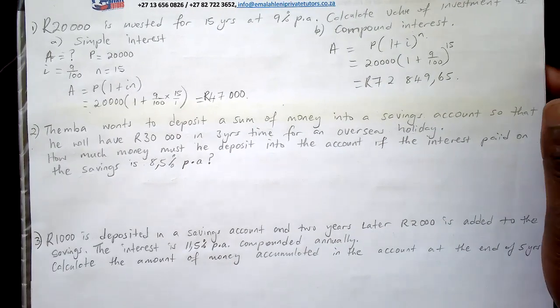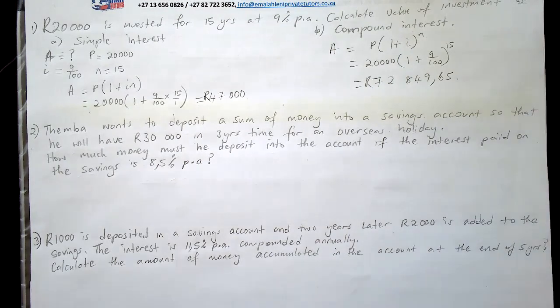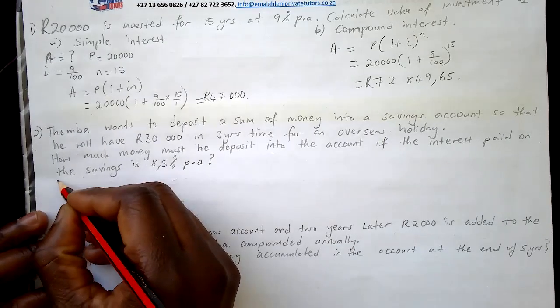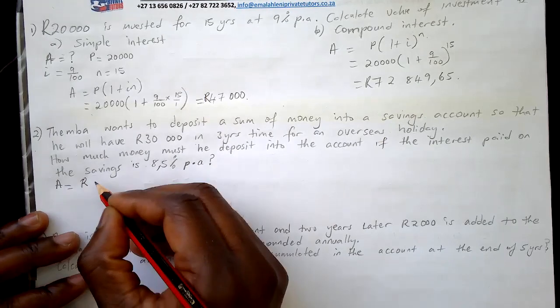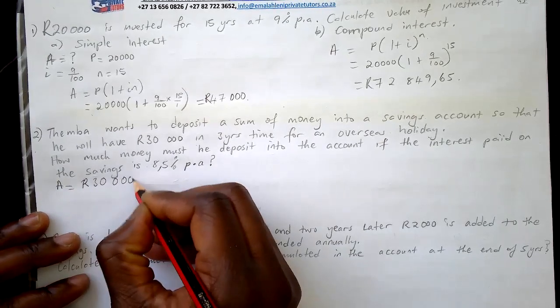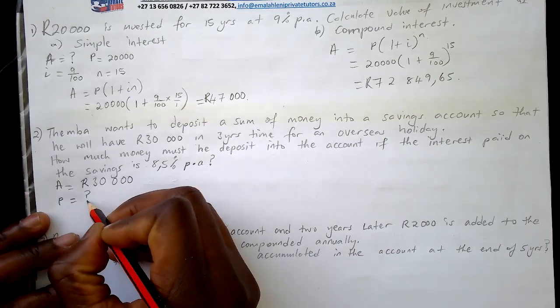Temba wants to deposit a sum of money into the savings account so that he will have 30,000 in 3 years' time for an overseas holiday. How much money must he deposit into the account if the interest paid on the savings is 8.5% per annum? Now, can you see what we're having here? Do we have the A? We have A already. Because Temba needs 30,000 in the future, in 3 years, for the vacation. So our A is given. What about our P? Our P is the one in question.